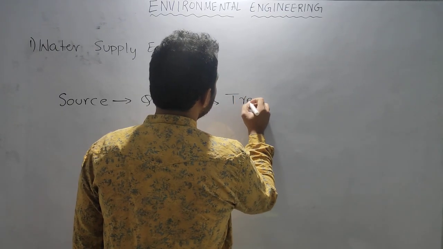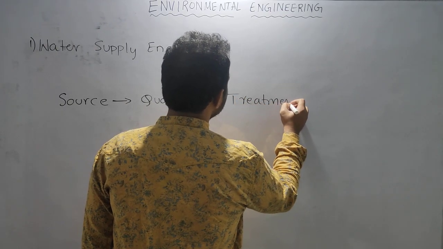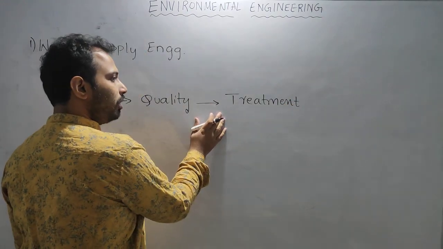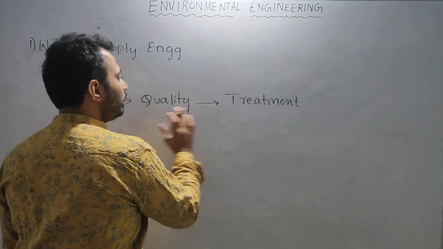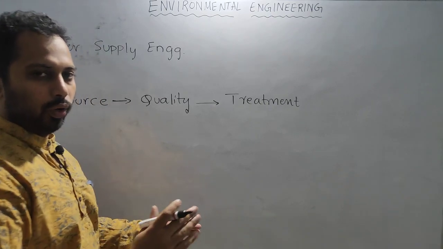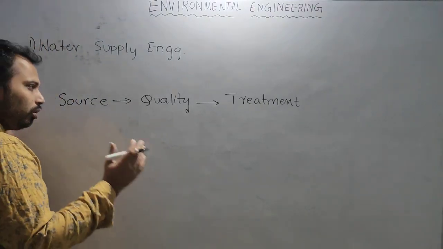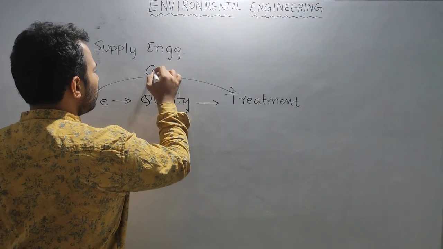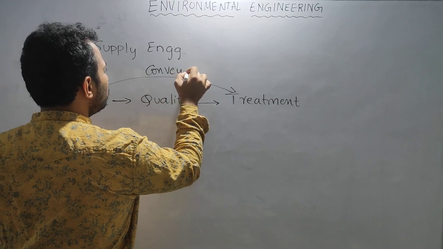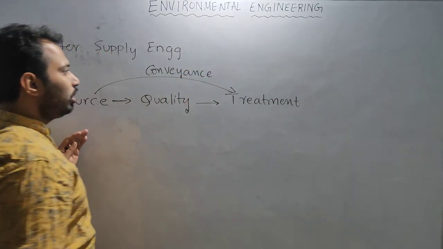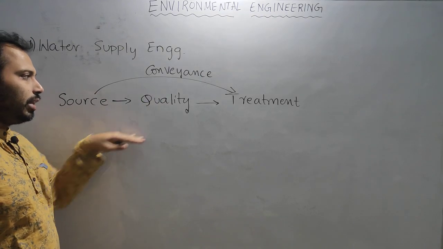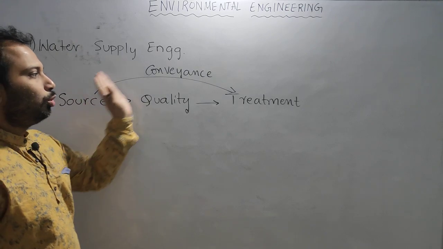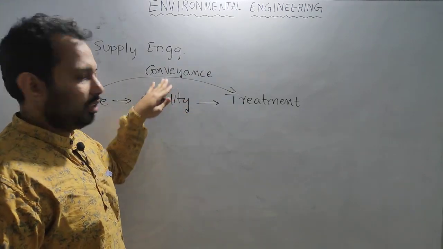For this treatment we need conveyance of water. Here the source and treatment may or may not be at the same location. So generally we need to convey the water from source to treatment. That is called conveyance. Quality is a kind of testing. It is not there in the supply chain. In the supply chain, from source to treatment I need to convey. This is a component.